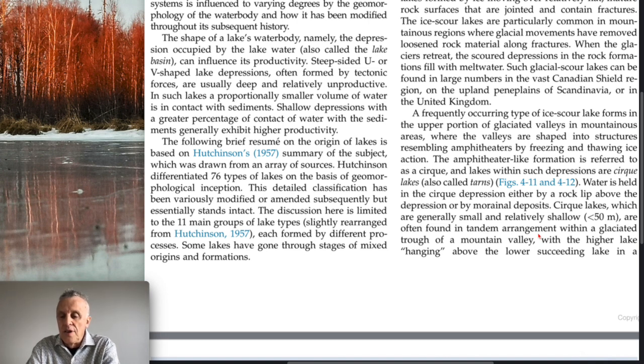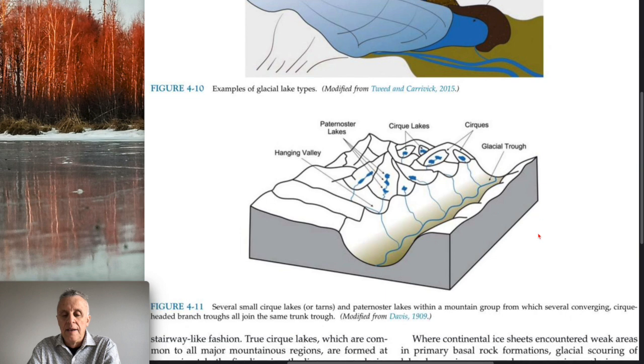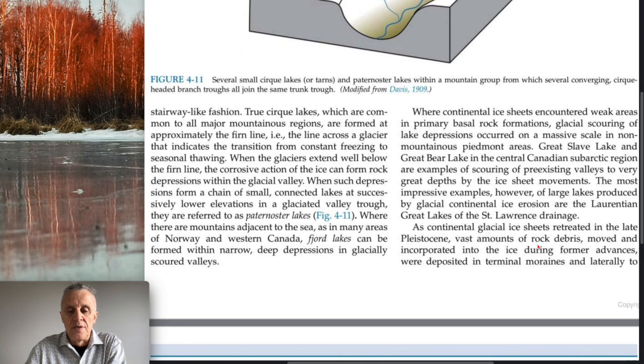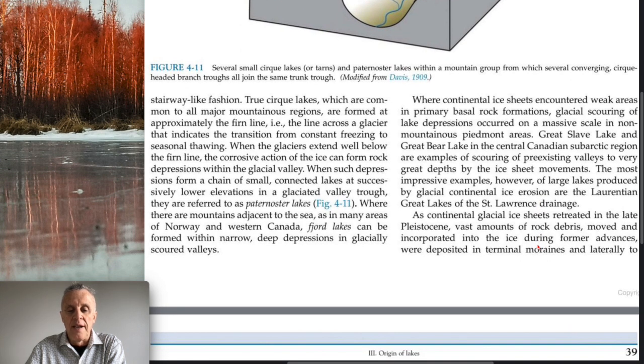Cirque lakes, which are generally small and relatively shallow, less than 50 meters, are often found in a tandem arrangement within a glaciated trough of a mountain valley, with the higher lake hanging above the lower succeeding lake in a stairway-like fashion. True cirque lakes, which are common to all major mountainous regions, are formed at approximately the firn line, i.e., the line across a glacier that indicates the transition from constant freezing to seasonal thawing.